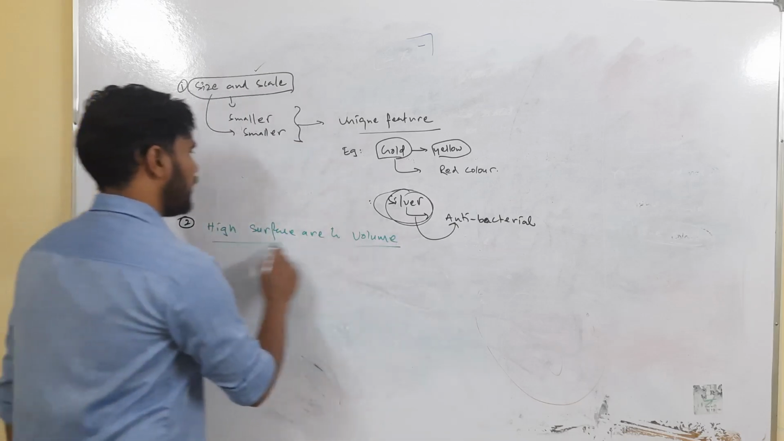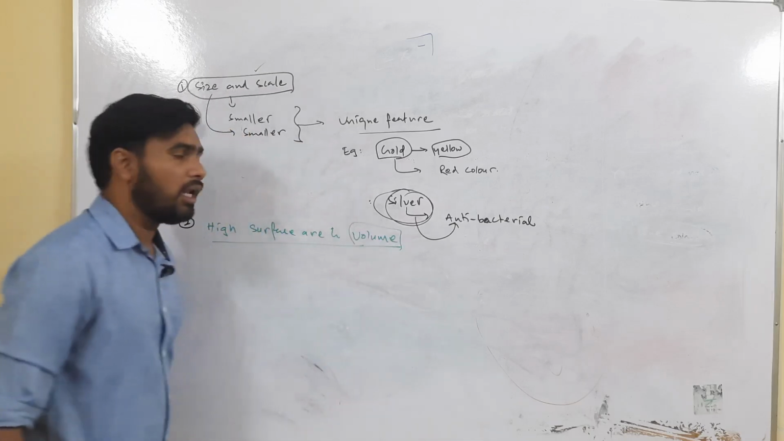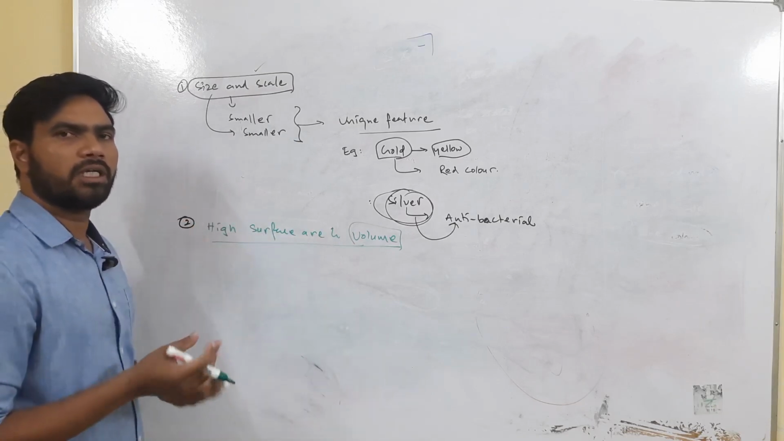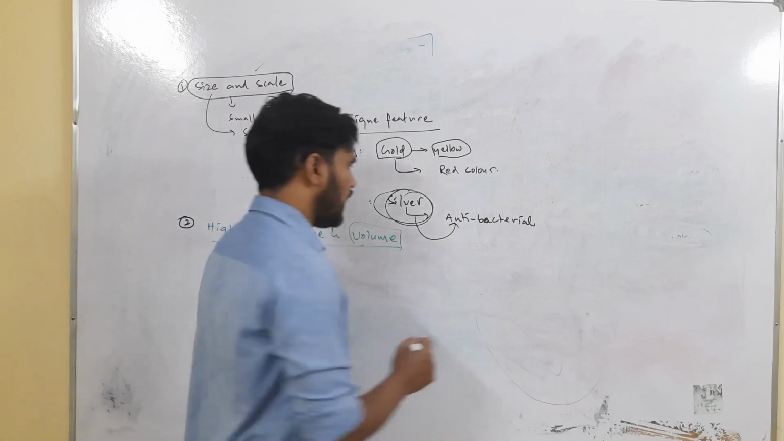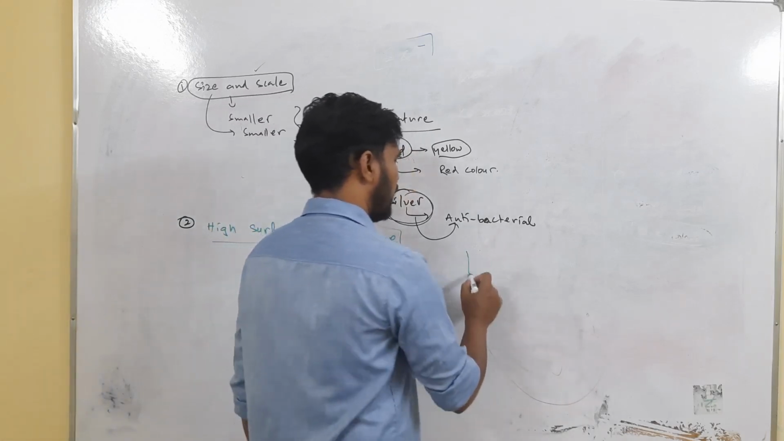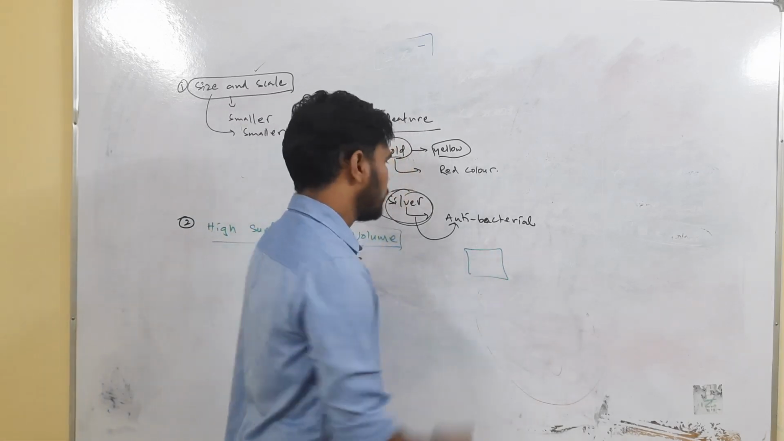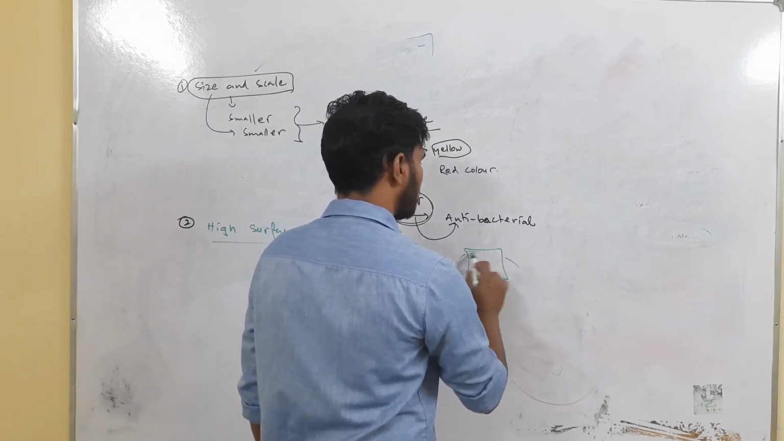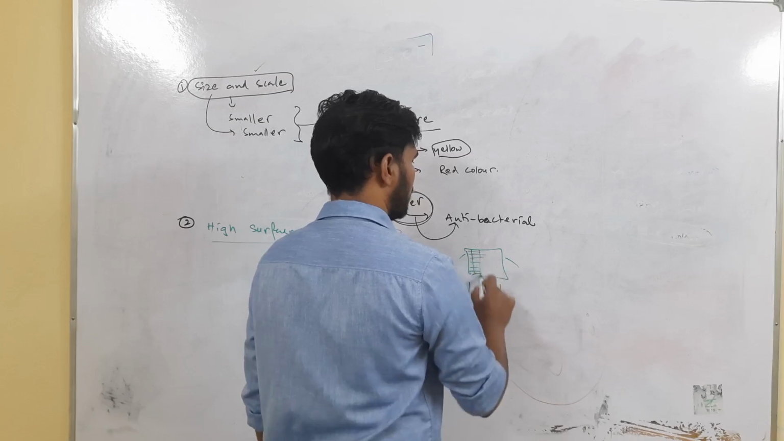Okay, so compared to the volume of a nanoparticle, the nanoparticle is going to have very much surface area. Generally we will take a ball, or a normal table. Let's imagine this is the table. So this is the surface area which we are using.